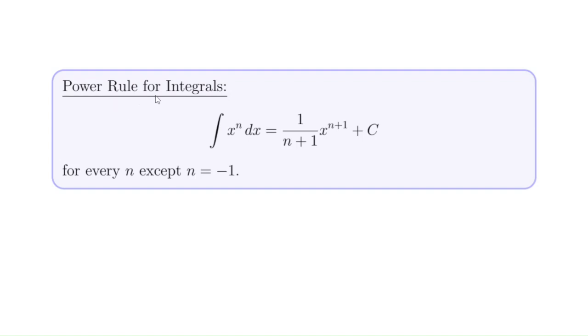This brings us to the power rule for integrals. Remember, we had a power rule for derivatives, which told us how to take the derivative of x to the n. The power rule for integrals tells us how to do the integral of x to the n. The integral of x to the n is 1 over n plus 1 times x to the n plus 1, plus c. Or in other words, x to the n plus 1 over n plus 1 plus c. And this works for every n except n equals -1. This is actually an important exception. If n is -1, then we'd be dividing by 0 here. But for any other n, we can use the power rule.